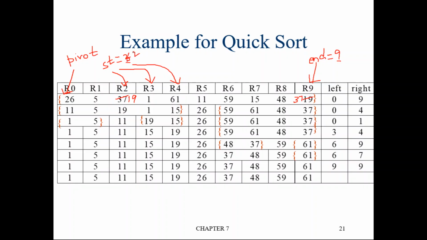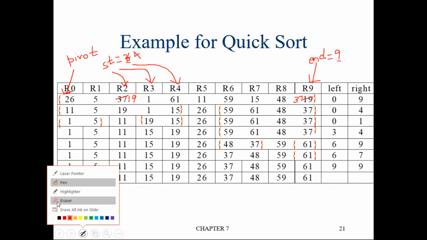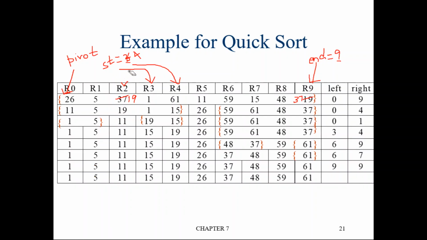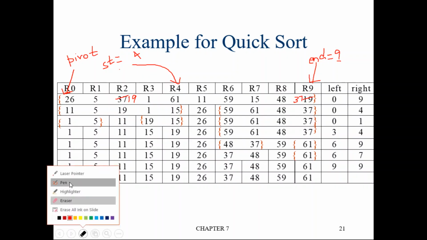What is the value here? 61. Is it less than or equal to pivot element? No. So stop. Okay. So now where is start pointing? Now start is pointing to 4. At this point of time, start contains 4. Similarly, you do for end.